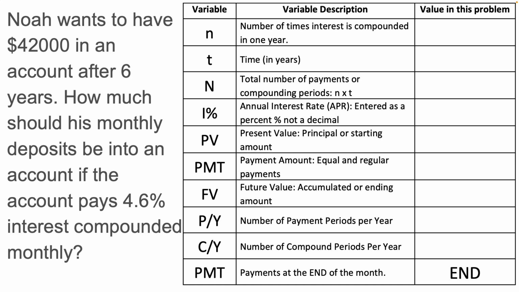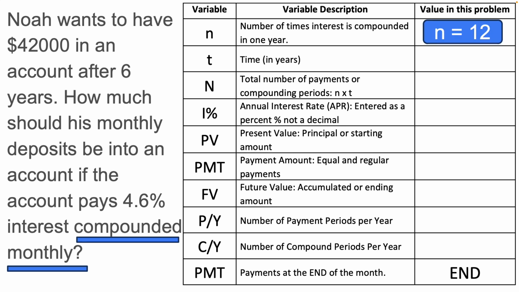The first variable that we need to find is lowercase n. This is the number of times interest is compounded in 1 year. So toward the bottom of the problem, we see that interest in this account is compounded monthly. That means interest is compounded 12 times in a year, so lowercase n is 12.